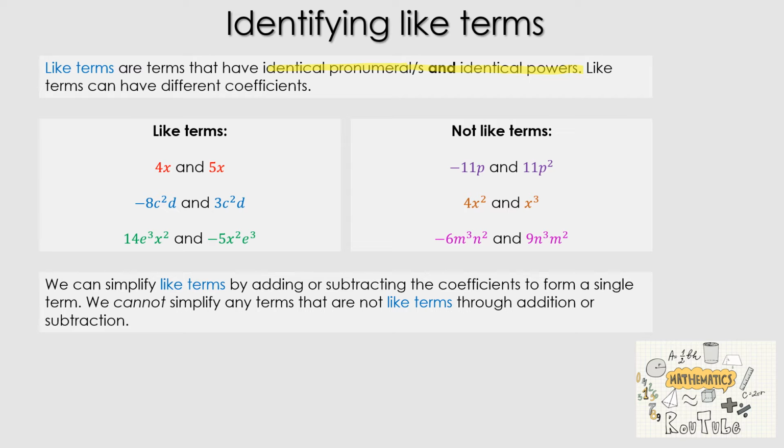Now moving our attention to the right side, examples of two terms that are not like. So negative 11p and 11p squared. They've both got p as the variable, but the p in the first term is raised to the power of 1 and the p in the second term is raised to the power of 2. So that means they are not like terms.